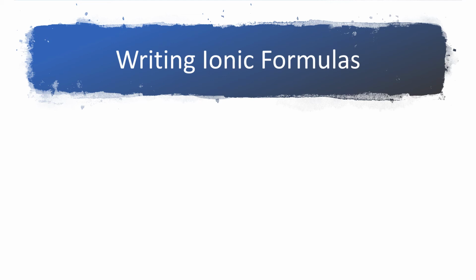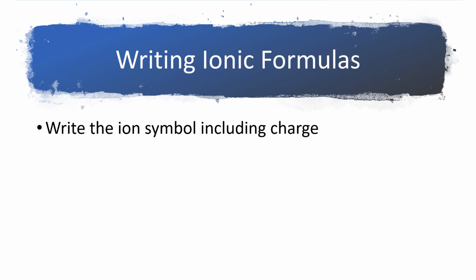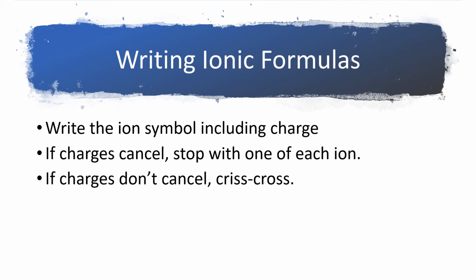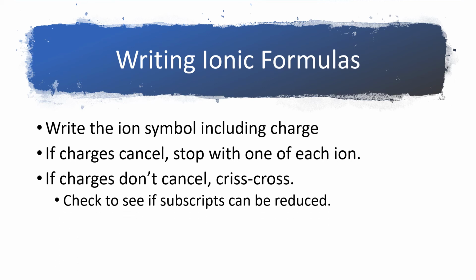Well, let's take a look at going the other way. If we're given a name, how are we going to write its formula? Well, the first thing we want to do is write down the symbol for each one of the ions, including, of course, the charge. And then if the charges cancel, we want to stop with having just one of each ion. And if the charges don't cancel, we're going to crisscross. Now, every once in a while, we're going to end up with subscripts that can be reduced. Like we're going to end up with a 2 on one of the elements and a 6 on the other element. And if that's the case, we definitely want to reduce.